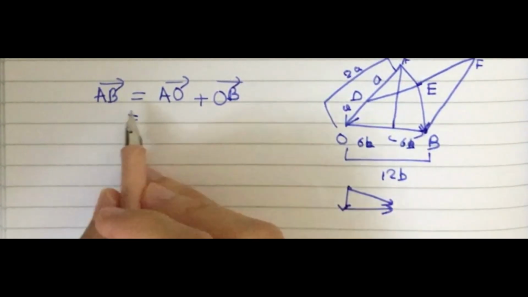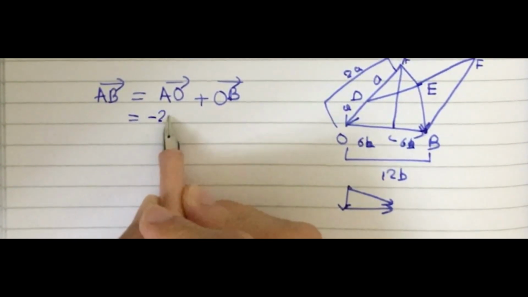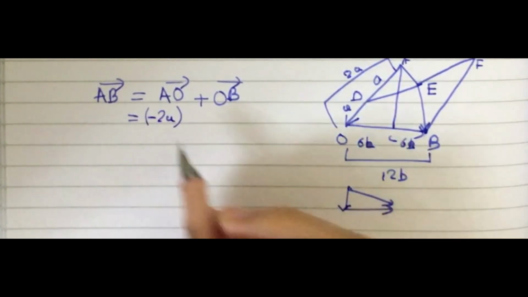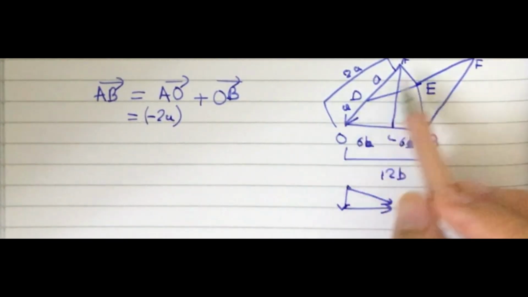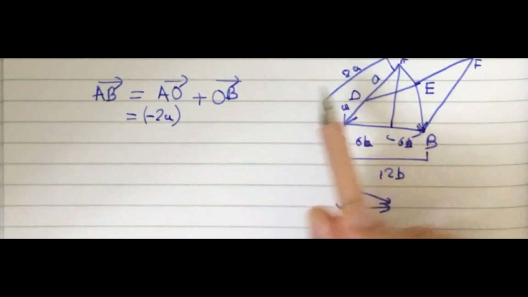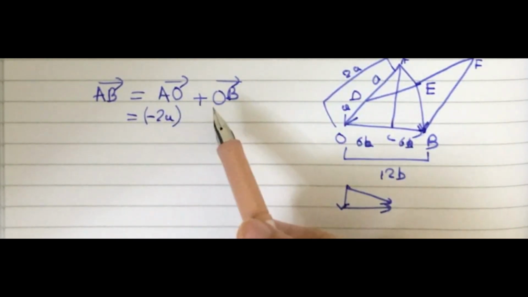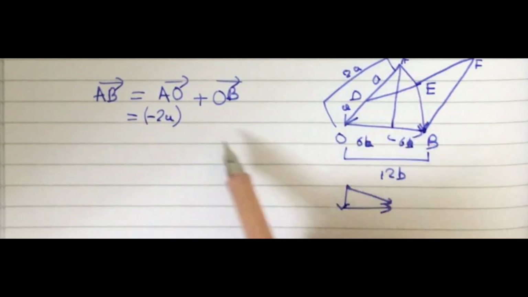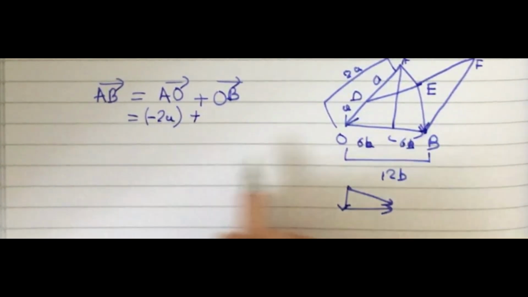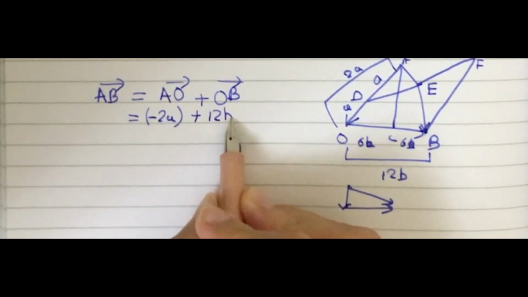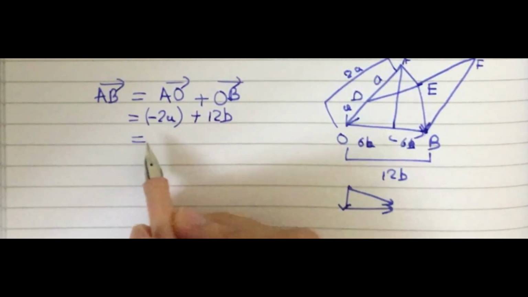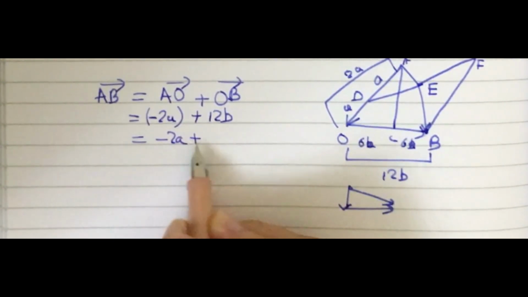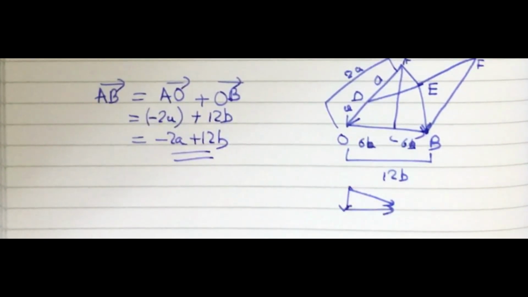So I have AO as negative 2a. Why? Because I'm going in the opposite direction. It gave me the OA value, which is 2a, but now I have written it as AO, so it's going the opposite way. So it's negative 2a plus OB, which is 12b. So I get my answer as negative 2a plus 12b. This is my final answer.